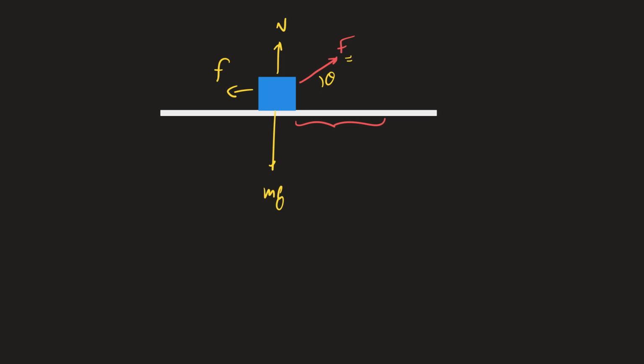Now, friction is doing work on the box, but it's doing negative work on the box. It's acting against the direction of motion. So although this force is trying to give the box energy, this force is trying to take it away. Does that make sense? Okay.